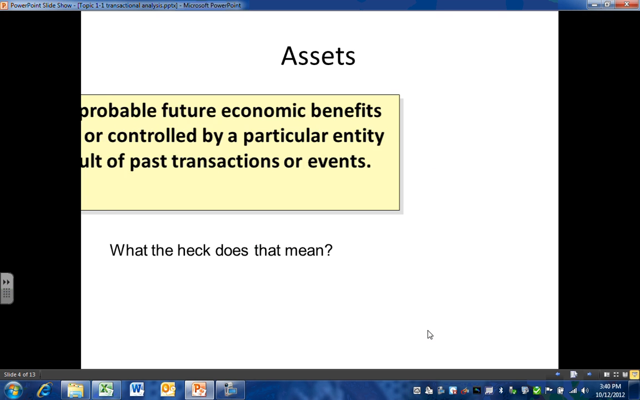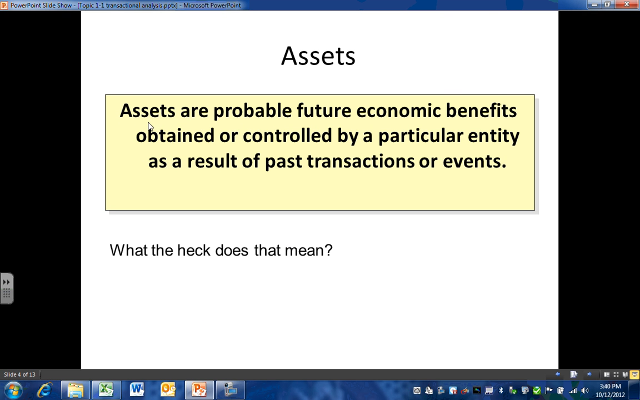So let's look at our definitions. I'm not going to read this to you. You can read it for yourself, but notice that this is a rather complex statement. Assets are one of the elements of the accounting equation. They're the elements that will be reported on the balance sheet. But as we go through intermediate accounting, we will be looking at various types of assets, and this definition will become clearer to you. For now, let's keep it simple.